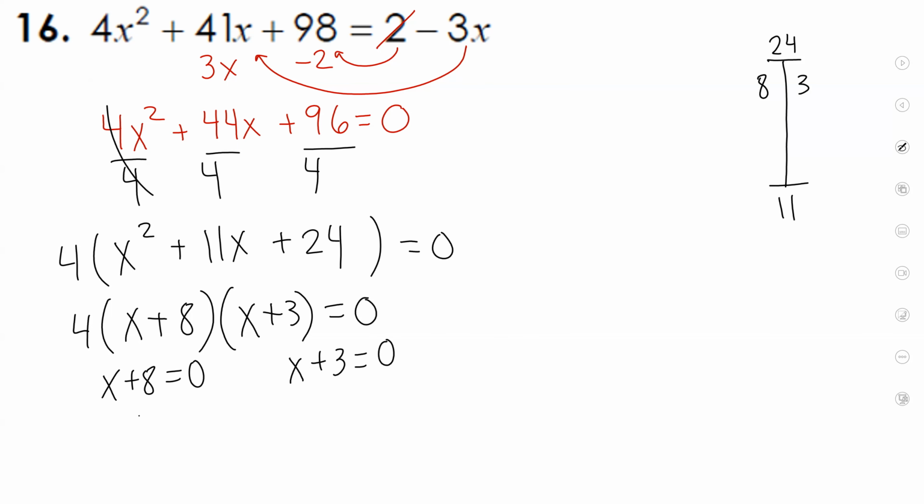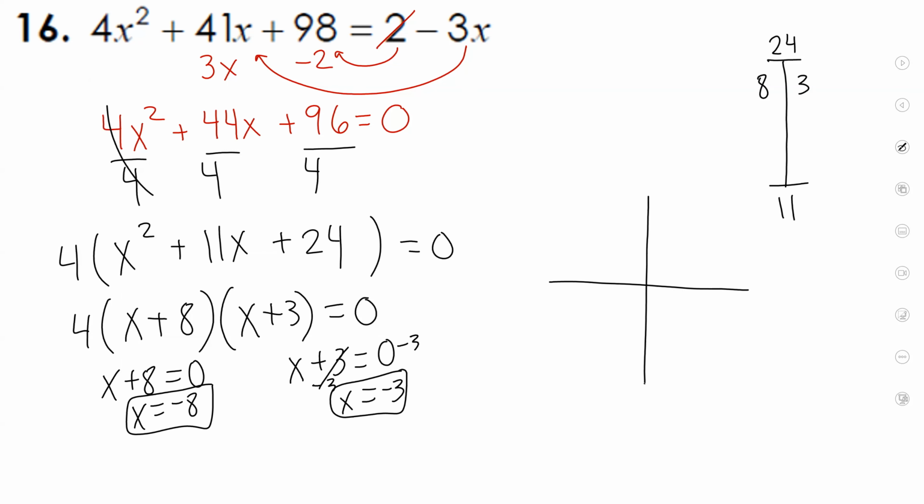So if you solve, you'll get x equals -8. And if you solve, subtract 3, you'll get x equals -3. So those are your two solutions. If you were to graph this quadratic, 1, 2, 3, you'll have an x-intercept at -3 and an x-intercept at -8. And it's positive, so it'll be facing up like this. So your graph will look something like that. Okay, this is how we're finding our solutions.